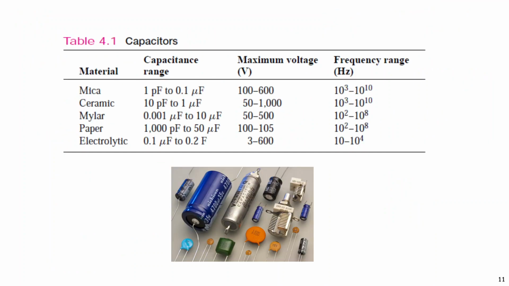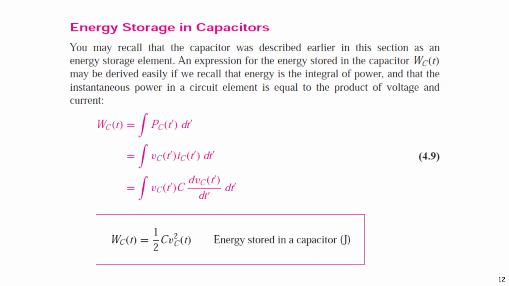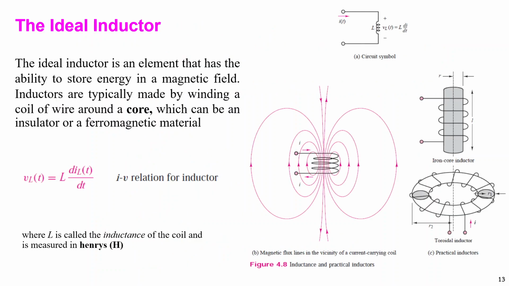Here is an example of the capacitance values of different capacitors, just for information. The energy stored in the capacitor is given by this formula. Similarly, for the inductor, the inductance acts in the opposite concept to the capacitor. The inductor will provide voltage only when the current changes.